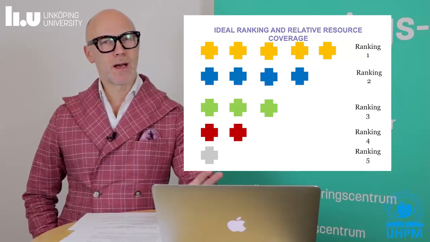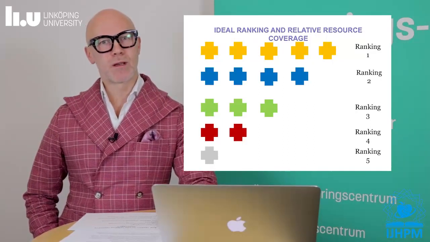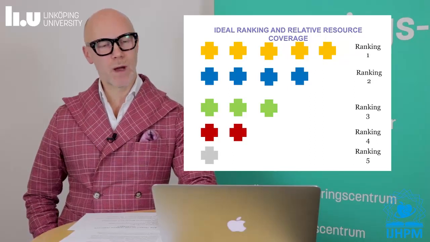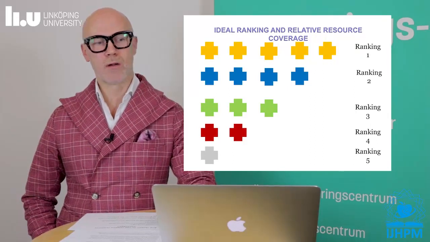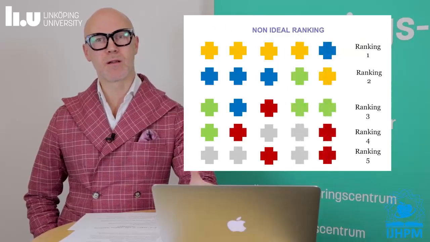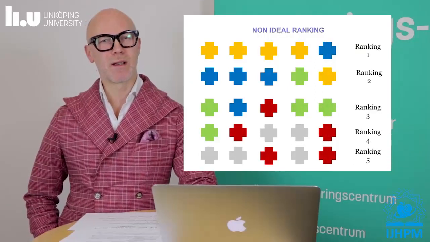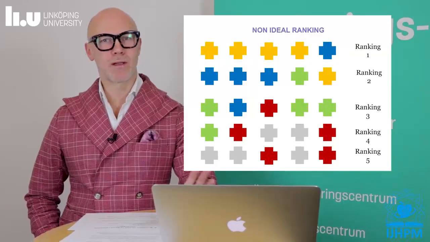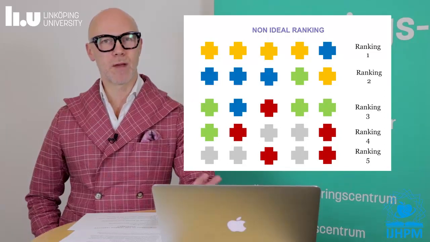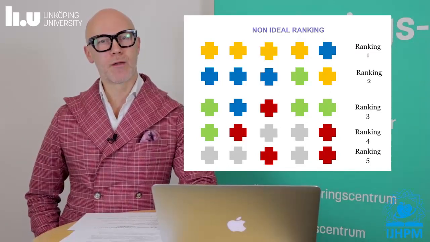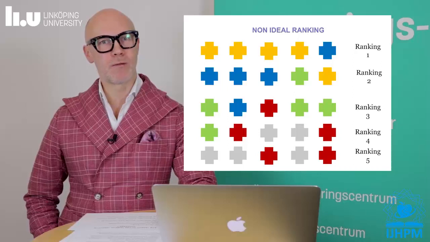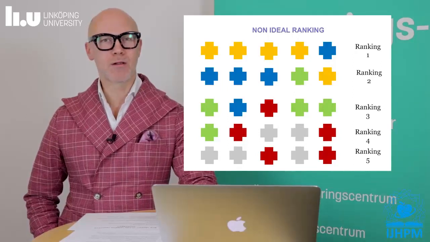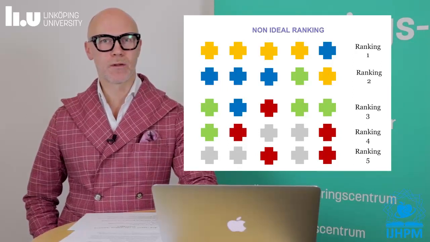Could there be other reasons to support relative resource coverage? Well, one idea could be that we have a non-ideal ranking. Maybe it looks like this. Maybe we didn't really get it right when we tried to assess the different interventions. So some of them sort of went on the wrong ranking level. Perhaps that could support relative resource coverage.